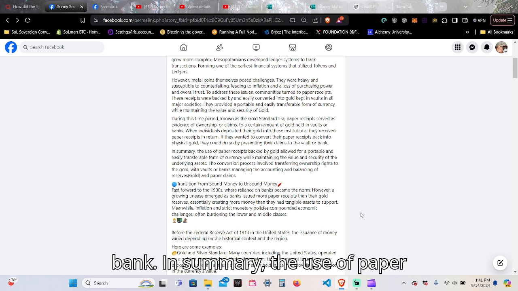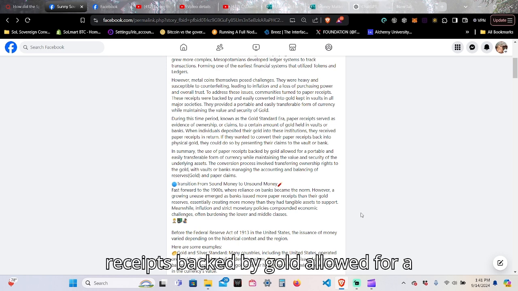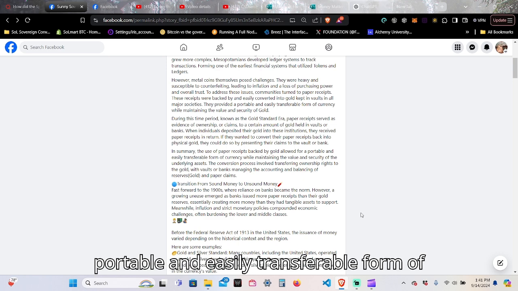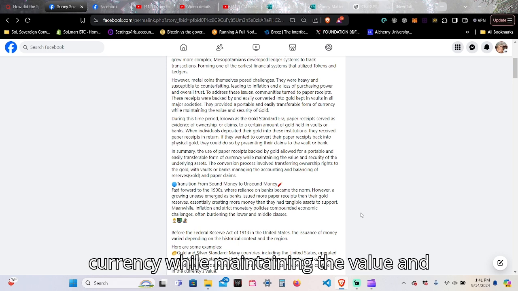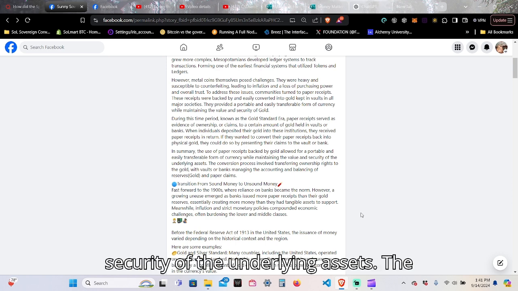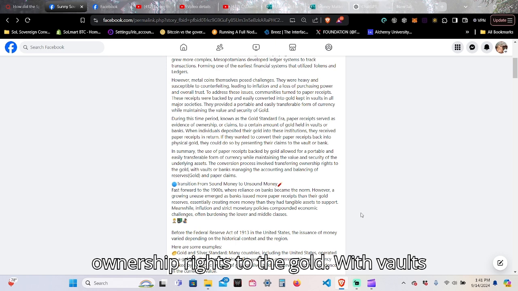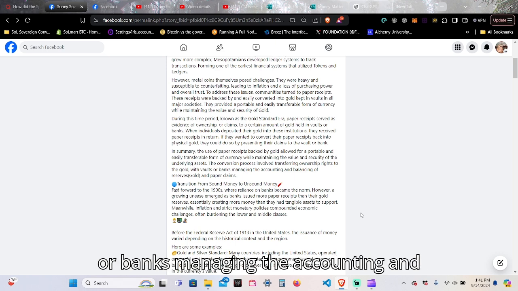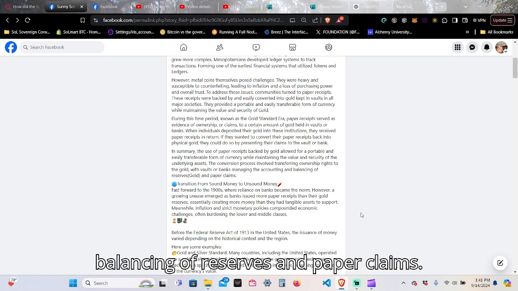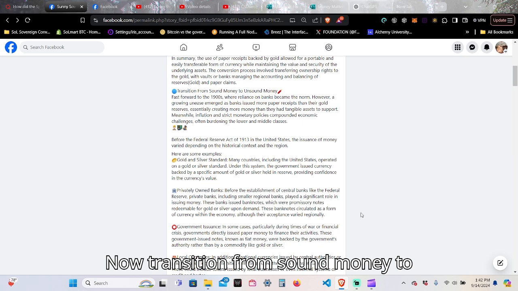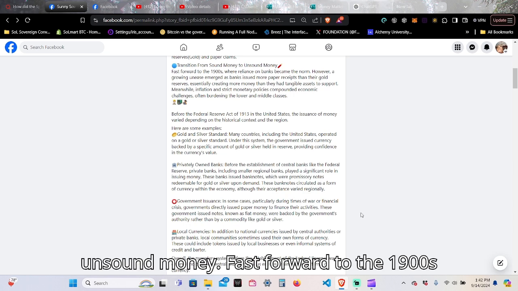In summary, the use of paper receipts backed by gold allowed for a portable and easily transferable form of currency while maintaining the value and security of the underlying assets. The conversion process involved transferring ownership rights to the gold, with vaults or banks managing the accounting and balancing of reserves and paper claims. Now, the transition from sound money to unsound money.